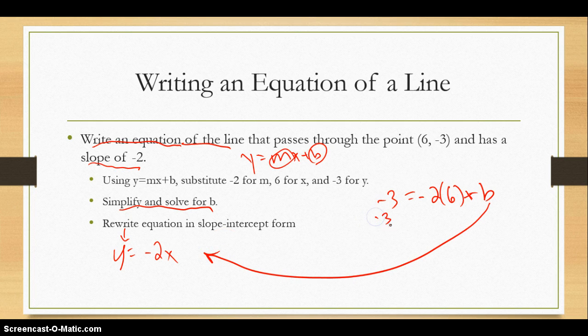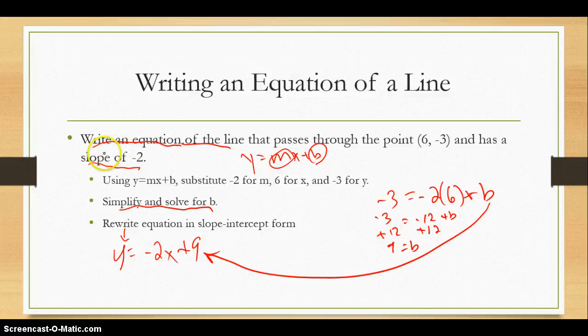So we have -3 equals -2 times 6, which is -12, plus b. Add 12 over. You get b equals 9. So our equation here is really y equals -2x plus 9.